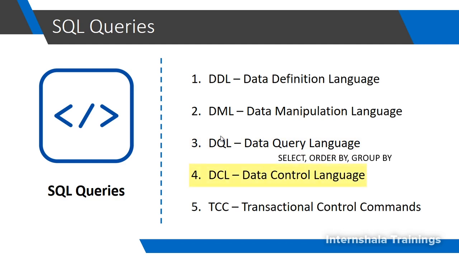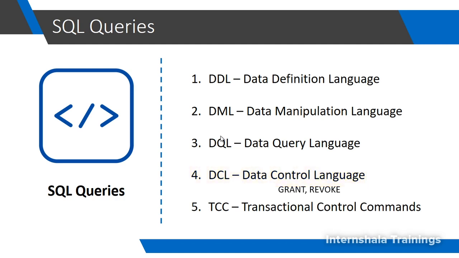Next comes data control language. This part of SQL is used to control the access privileges to users for accessing data within the database. Common statements for this are such as grant, which will grant privileges to a particular user, or revoke, which will revoke particular privileges from any particular user.